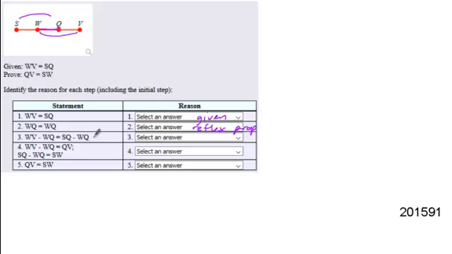Okay, when I look at my next statement, WV minus WQ is equal to SQ minus WQ. Does that fit the structure of segment addition? Nope, it's the difference of two things equals the difference of two things. So more than likely you're going to take a starting equation and subtract similar values from each side.